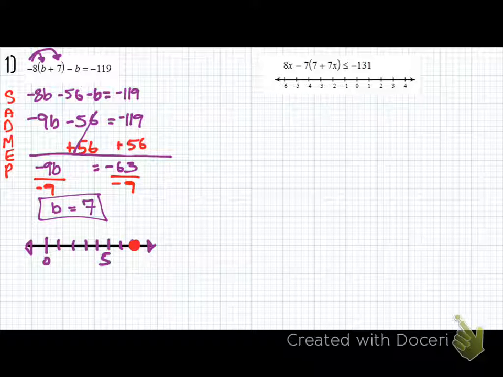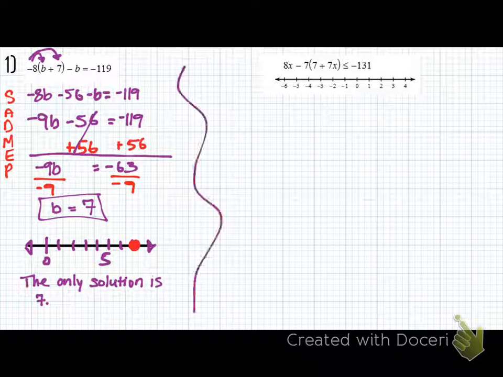That's my solution. Now I want to interpret this. What does this mean when I see this? This means that the only solution is 7. Okay? The only solution is 7. I know I said 5. It's because I was thinking 5 here.